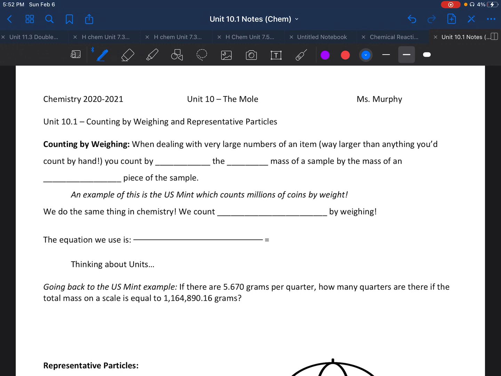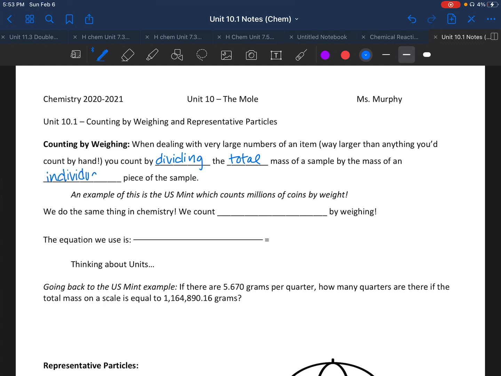And so before we dive in talking too much about it, I want us to think about, okay, how do we count by weighing? And so we're going to work using real life examples and apply it to atoms and molecules. So in our case, if we have a very big number of an item, way bigger than anything you could count by hand, how you figure out how many you have is by dividing the total mass of a sample by the mass of that individual piece.